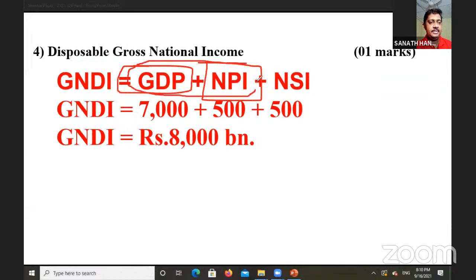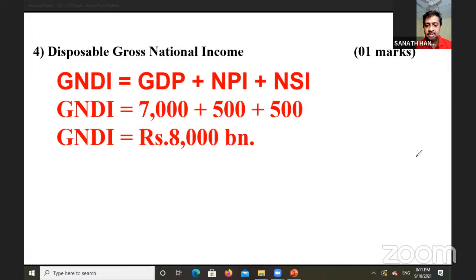GDP plus NPI is the money we have earned. NSI is money that we have received. As a country, you know that we get some transfers from other countries. When you add them, you get the total money that a country has, called gross national disposable income or disposable gross national income. Right, okay, do it. Part 4.